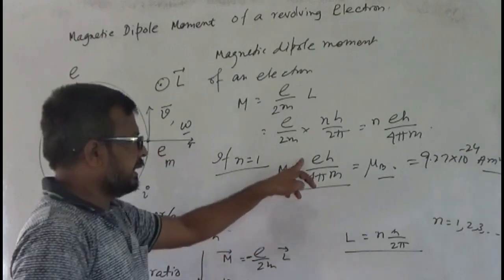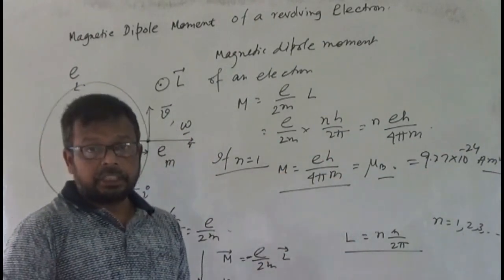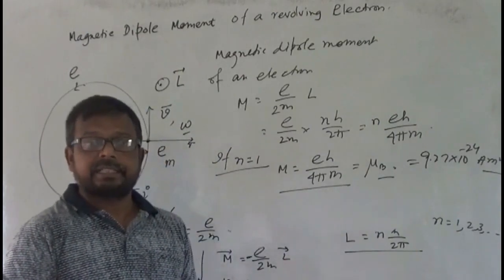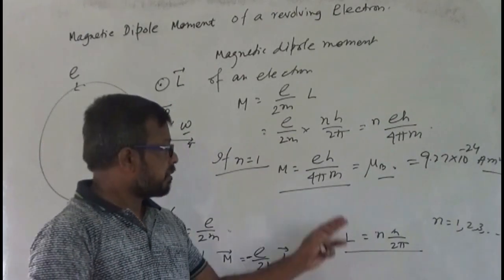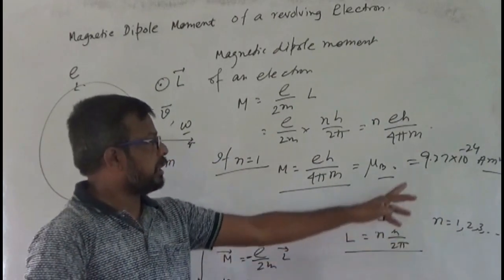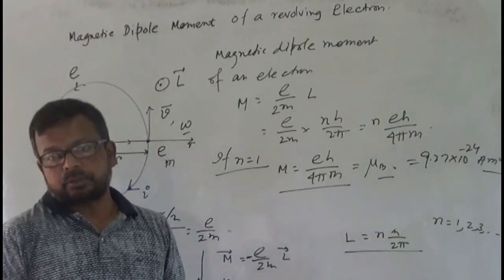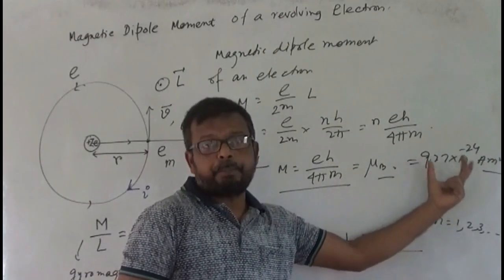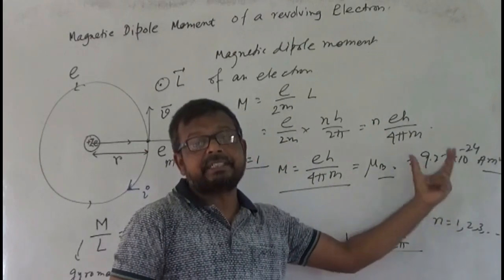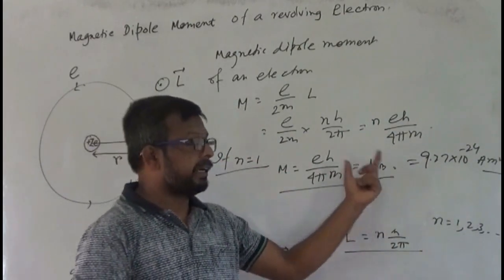You put here e is equal to 1.6 into 10 to the minus 19 coulomb. h is 6.62 into 10 to the power minus 34 joule second. Pi and m is 9.1 into 10 to the minus 31. You will get 9.27 into 10 to the minus 24 ampere meter square. This amount of magnetic moment can be taken as a unit of magnetic moment called the Bohr Magneton.